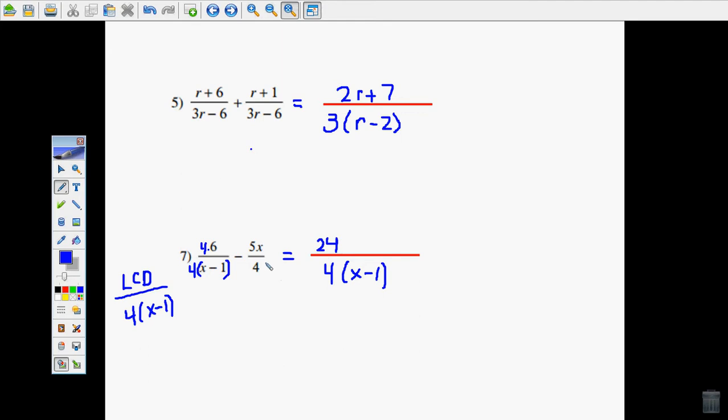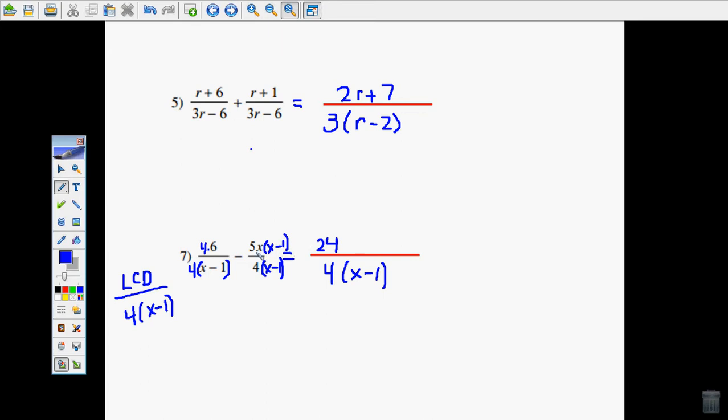Okay, and then do the same thing with the denominator for the second fraction. This one is missing x minus 1. So we're going to multiply the denominator by x minus 1. Well, whatever we do to the denominator, we need to do to the numerator. And do the same thing right here, x minus 1. Sorry, I had to squeeze it in there.